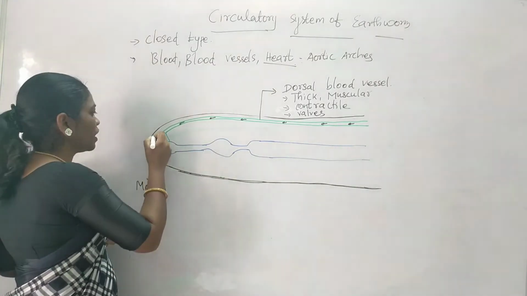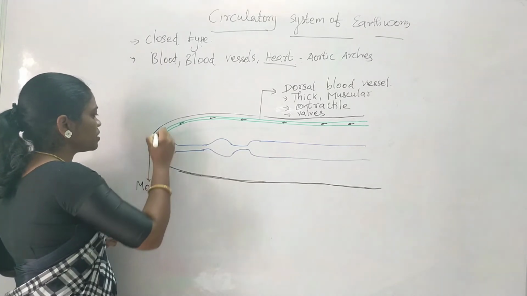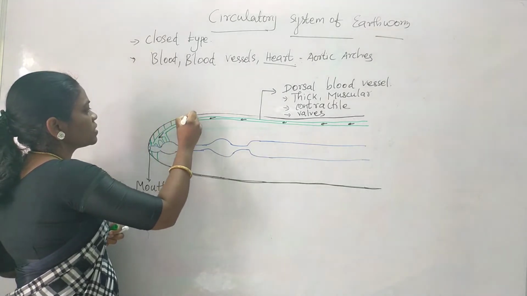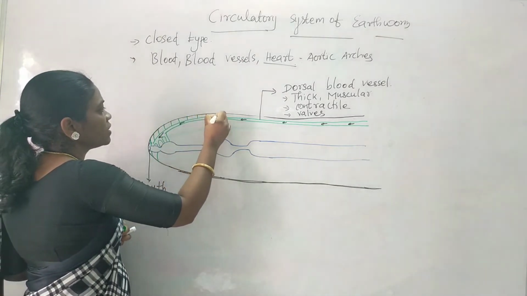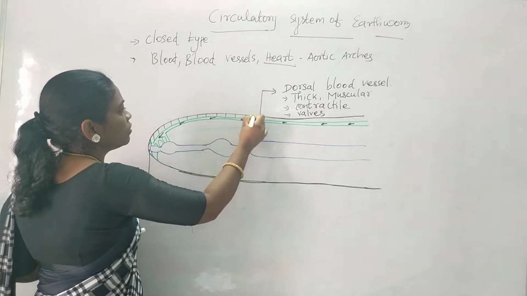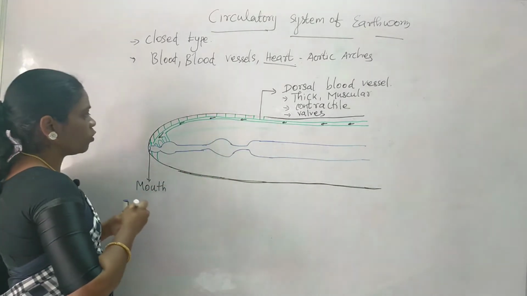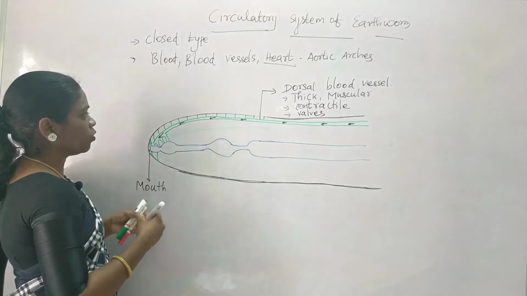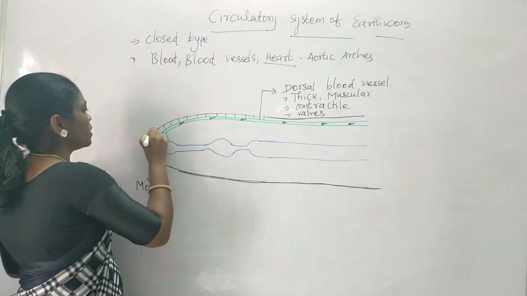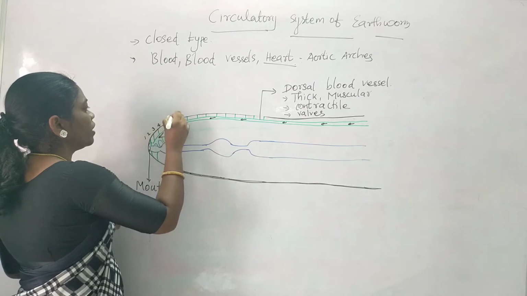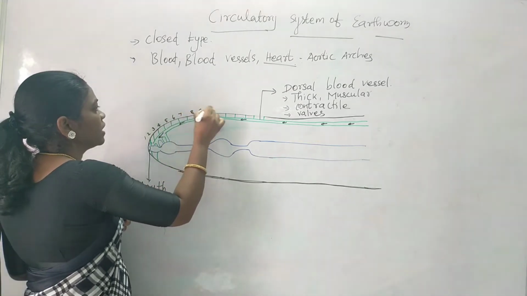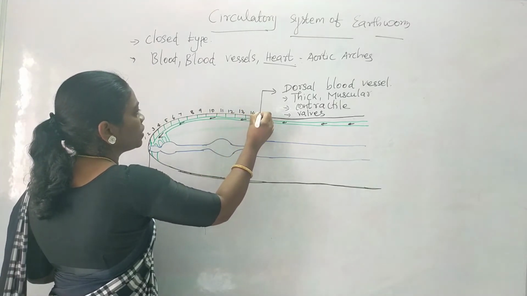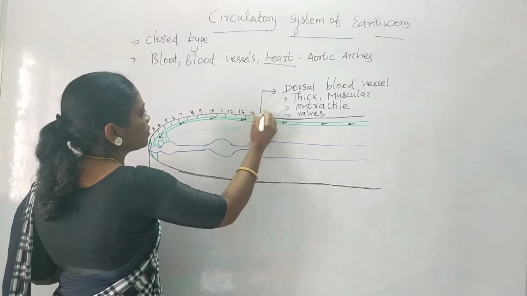This is the first segment of the organism, followed by the second segment, third, 4, 5, 6, 7, 8, 9, 10, 11, 12, 13, 14, 15. I am just drawing till the 15th segment where we have all the important blood vessels here. I am naming it also as first segment, second, third, 4, 5, 6 segment, 7, 8, 9, 10, 11, 12, 13, 14. This is the 15th segment.